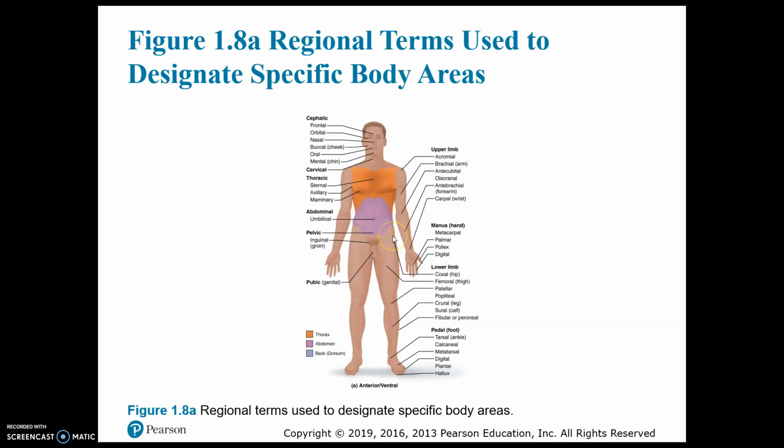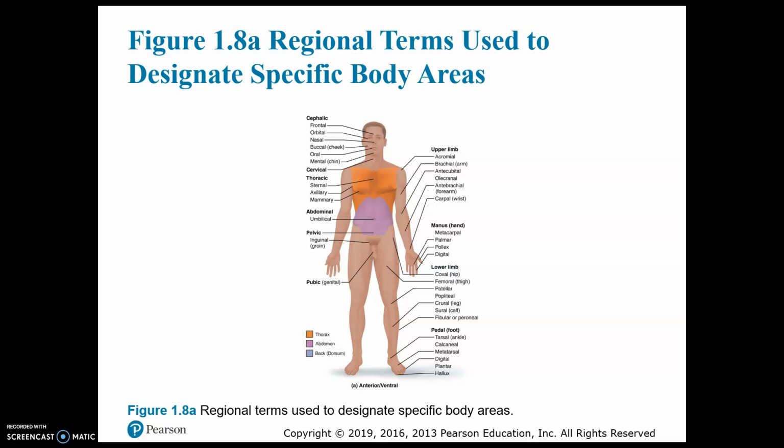The hip region is coxal, the thigh region is femoral, the kneecap is patellar, and the back of the knee is popliteal. In anatomy, the leg is actually the lower leg. If we talk about the upper leg, we're saying the thigh, okay? So the lower leg, the leg is the crural region. The back of the leg or the calf is the sural region. And then we have the lateral side of the leg, which is the fibular or peroneal region.